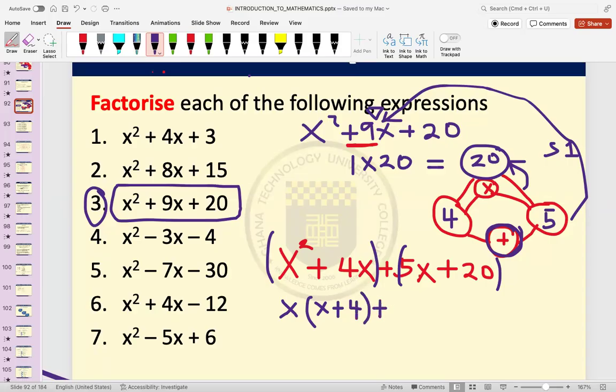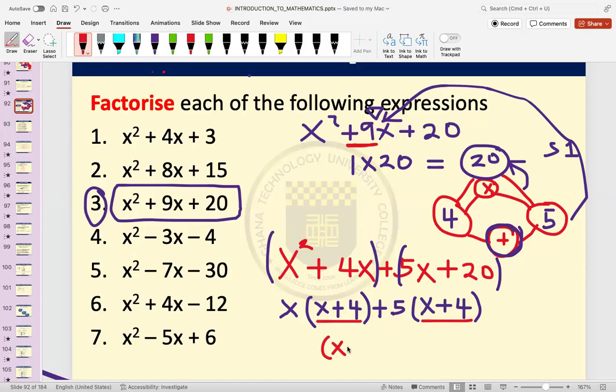Plus, then I have 5 and 20. And 5 and 20, 5 is common to both of them. So 5 is pulled out. You'll be left with x here. Plus, here you'll be left with 4. So we have two brackets having same contents. X plus 4, x plus 4.